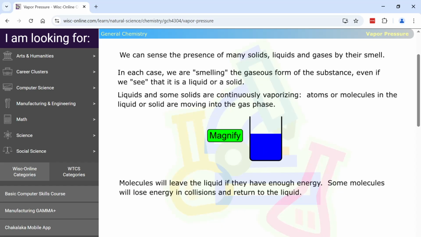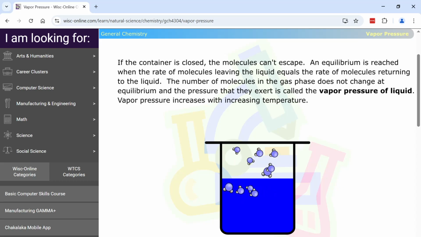Okay, close. Next. If the container is closed, the molecules cannot escape. An equilibrium is reached. Now, do you guys remember what we talked about with equilibrium? Equilibrium is when one rate is equal to the reverse rate. Yeah? Okay. So an equilibrium is reached when the rate of molecules leaving equals the rate of molecules returning to the liquid. The number of molecules in the gas phase, will that change? No, because for every new one that goes up, another one comes down, so the total number stays the same. And the pressure they exert is called the vapor pressure of the liquid, and it increases with increasing temperature.